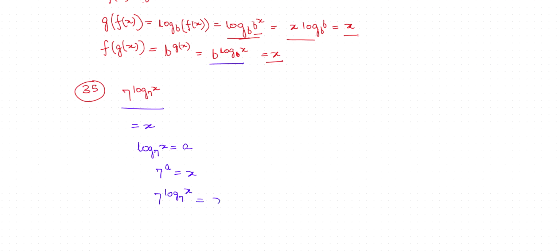So we can directly get x by using the inverse properties, or we can let log base 7 of x be equal to a, then 7 raised to power a is equal to x if we convert this. Then substitute the value of a and we get x. So this is equal to x. Let's do another problem.